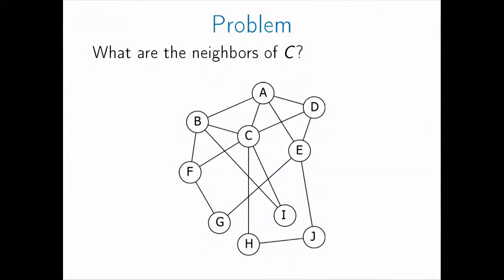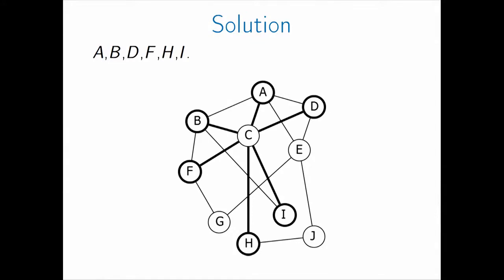Now, just to be sure we're on the same page, if we have the following graph, what are the neighbors of vertex C? Well, we just draw all the edges that leave C, and it connects to A and B and D, and F and H and I. And those are its neighbors.